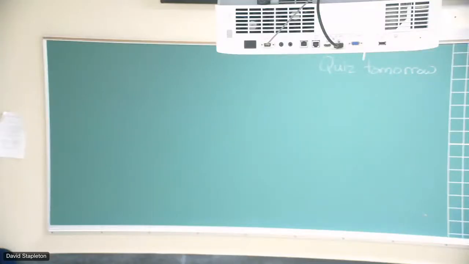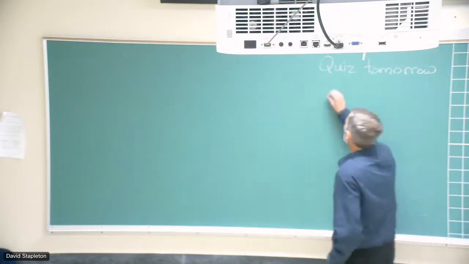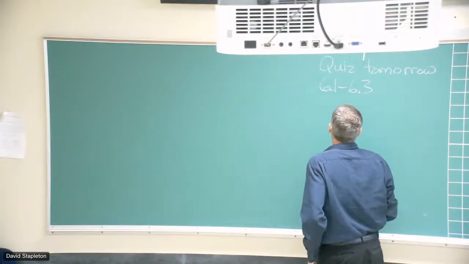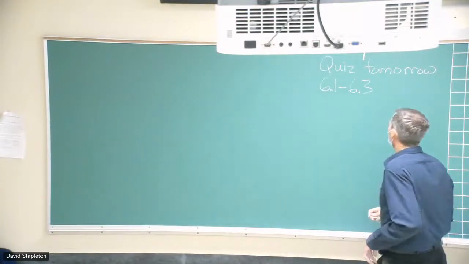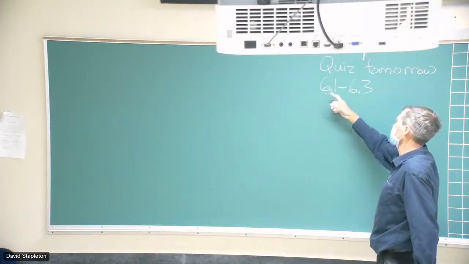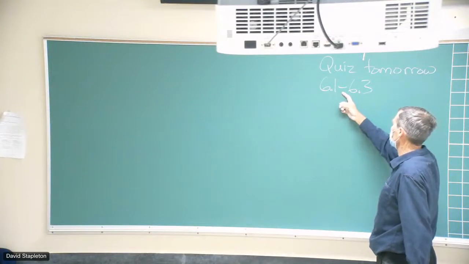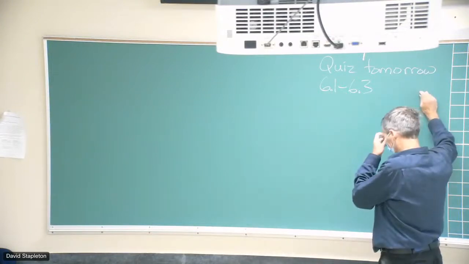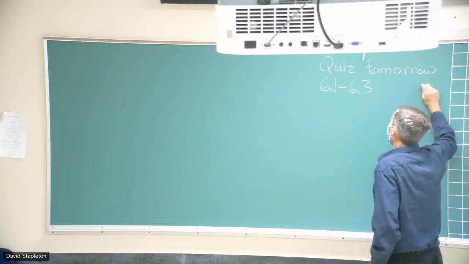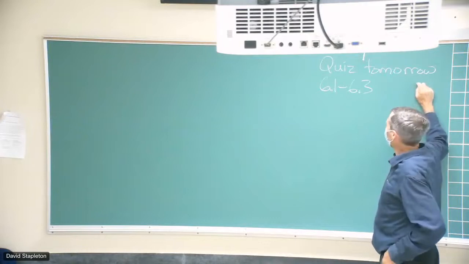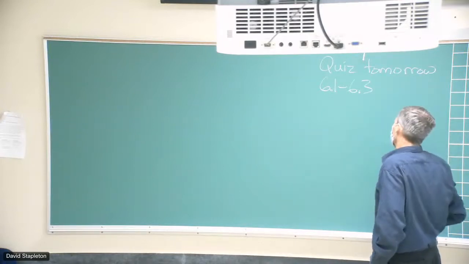Right, so as we just said, we've got our quiz tomorrow. This is going to cover section 6.1 through 6.3 only. This is on graphing sine and cosine, 6.1, graphing the other trig functions, 6.2, and then 6.3, the inverse trig functions.